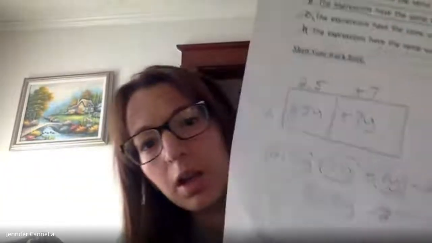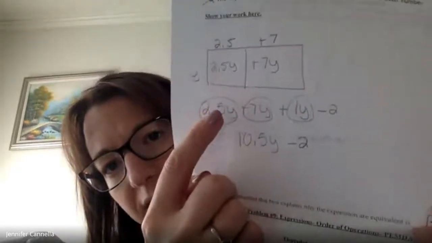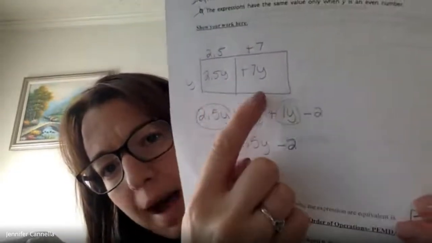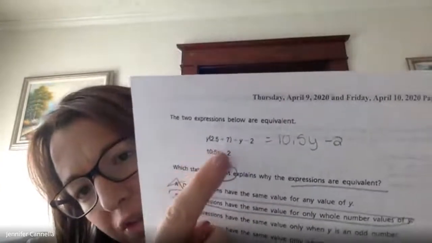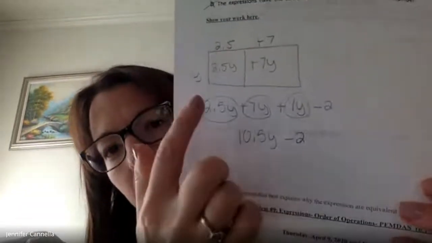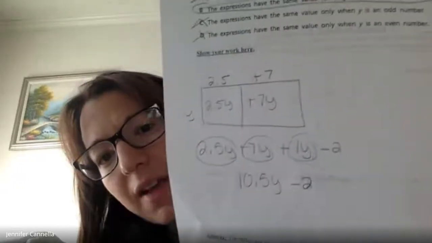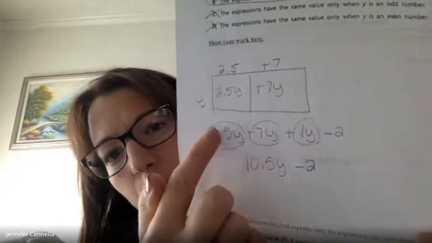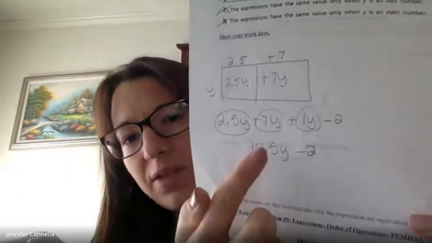All right, looking at the bottom. So what we have to do is get rid of the parentheses. In order to do that, we're going to do the box method, because we want the top answer to equal the bottom. So let's look. We make the box. We got y times 2.5, which is 2.5y. Then we got y times 7, which is 7y. So 2.5y plus 7y. I'm going to add those.